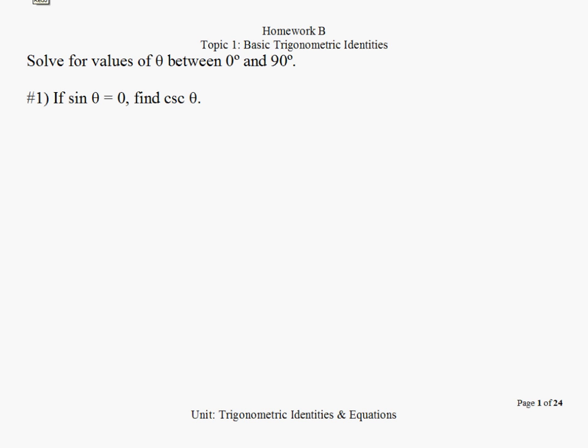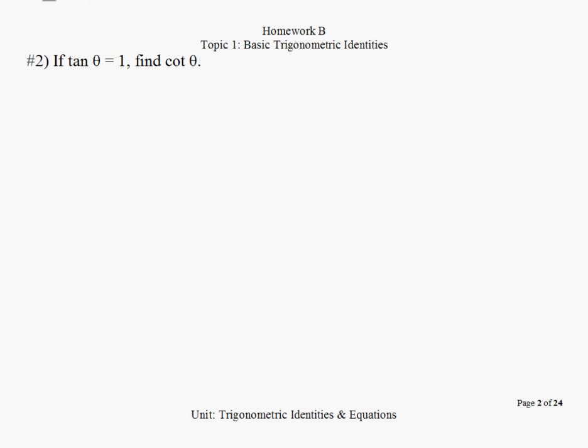You are supposed to solve for values of theta between 0 degrees and 90 degrees. Number 1: if sine of theta is 0, find cosecant of theta. Well, sine and cosecant are reciprocals. So if sine of theta is 0, that's 0 over 1, it makes cosecant of theta 1 over 0, which is undefined. Therefore, cosecant of theta is undefined.